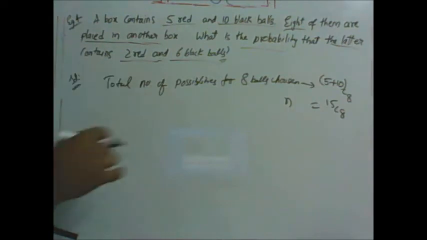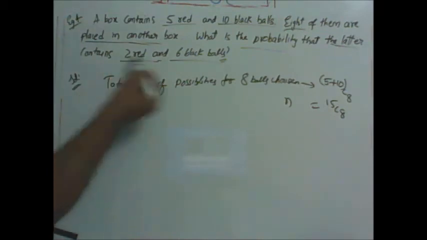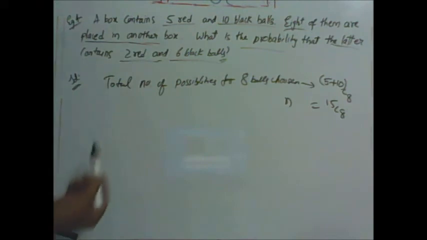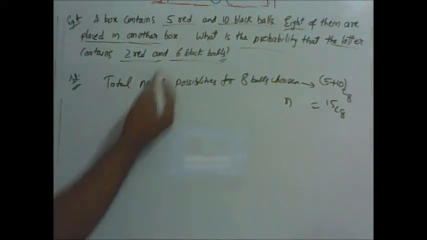Out of that, the success rate. What is success? Success is the possibility of our event. What is our event? That out of these 8 selected, 2 must be red and 6 must be black. Okay. So, how many are there?